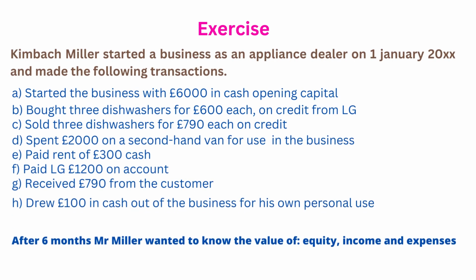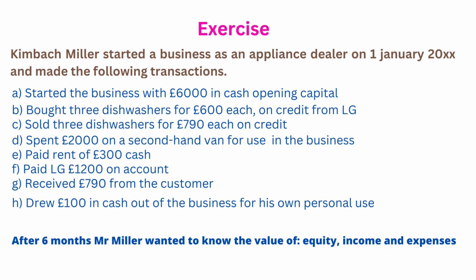Exercise. Kim Buckmiller started a business as an appliance dealer on the 1st of January 20XX and made the following transactions. A. Started the business with £6,000 in cash, opening capital. B. Bought 3 dishwashers for £600 each, on credit from LG. C. Sold 3 dishwashers for £790 each on credit. D. Spent £2,000 on a second-hand van for use in the business.